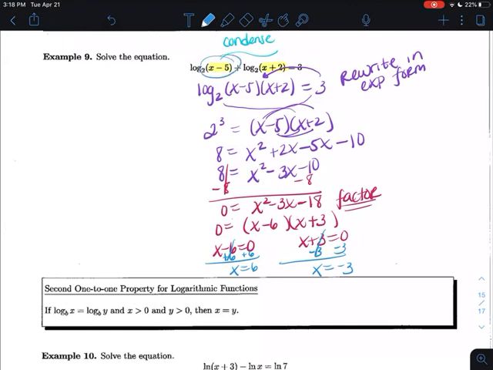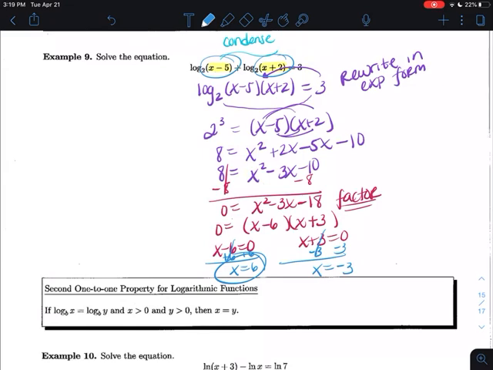that if I plug it into the parentheses that I have here, I don't get 0 or a negative number for any one of those parentheses beside the log. So if I check 6, well, 6 minus 5 is 1. All right, well, that's good. 6 plus 2 is 8. That's good. All right, so 6 works.